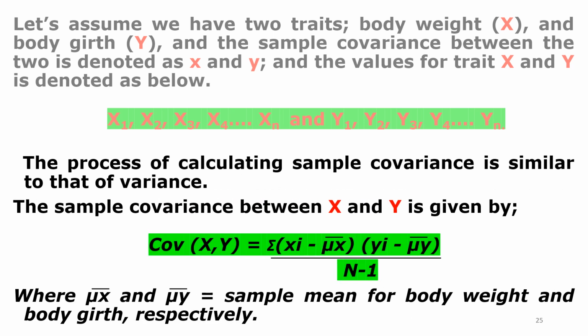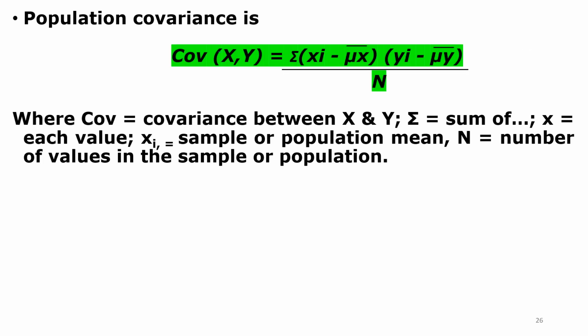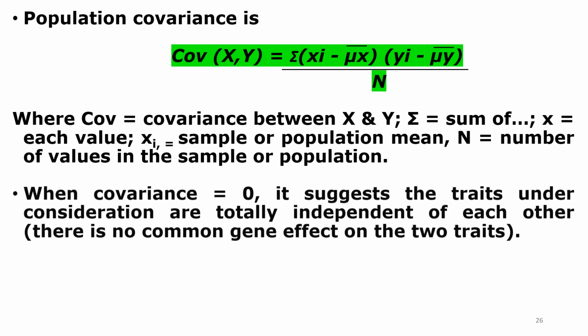So using this, the process for calculating sample covariance is similar to that of sample variance. So the sample covariance between X and Y is given by this formula, where X bar and Y bar mean the sample means for body weight and body weight respectively. So this is the population covariance, and the parameters have been defined.